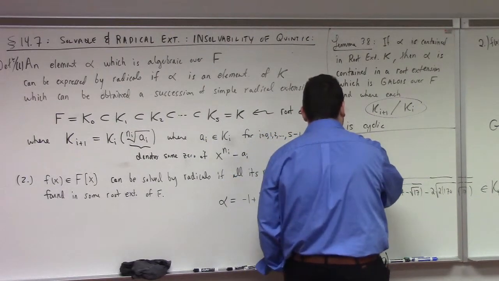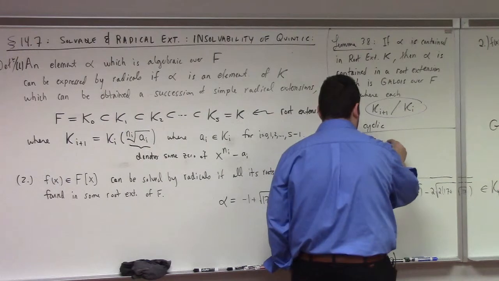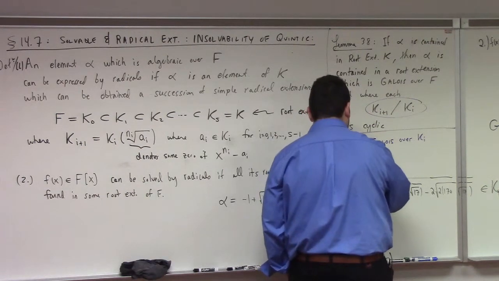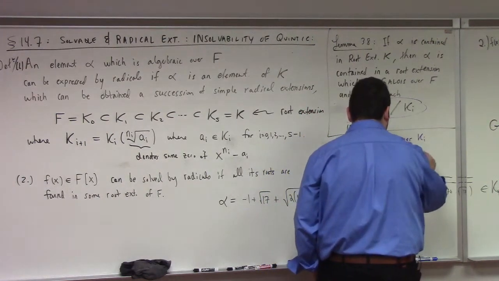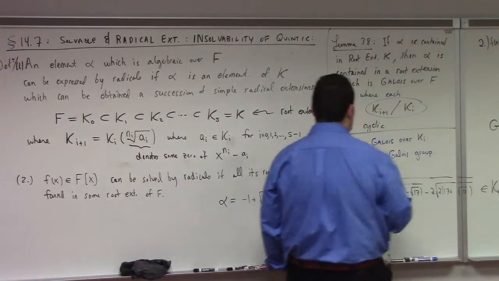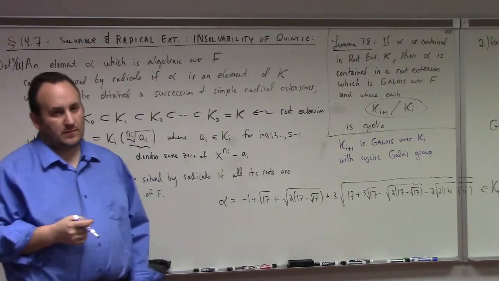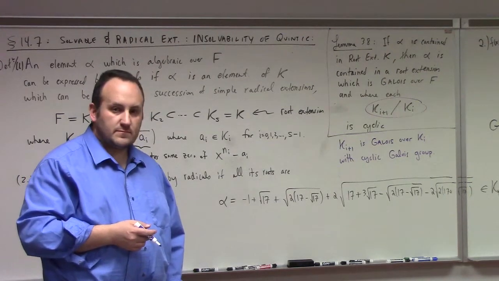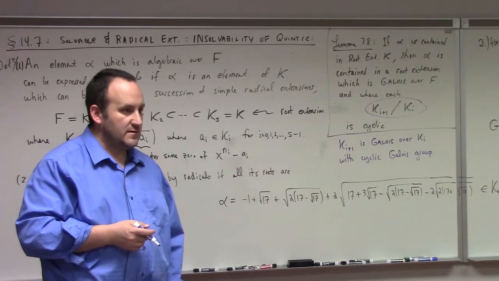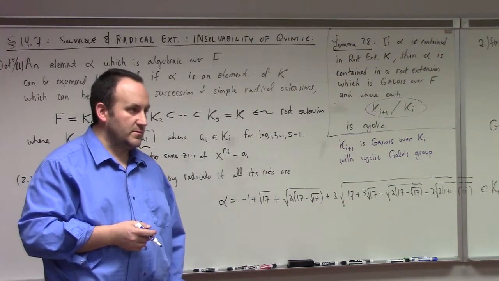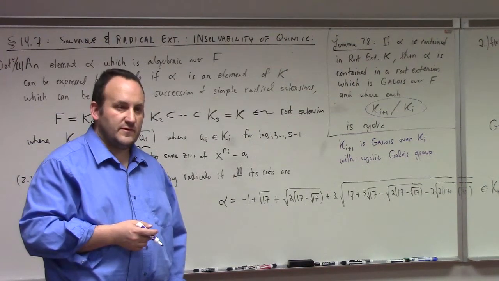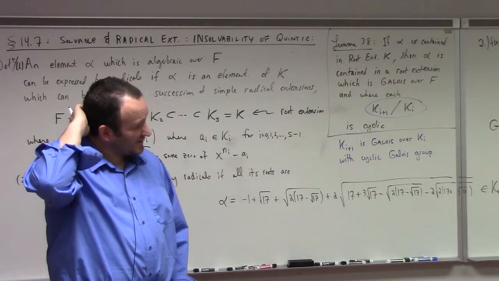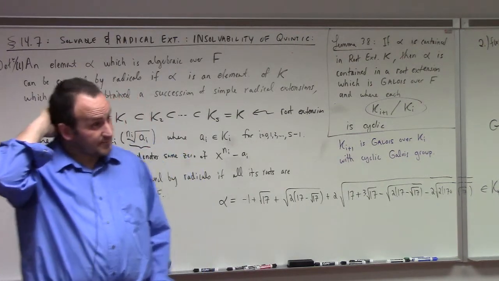This means that K_{i+1} is Galois over K_i with cyclic Galois group. All right. Have we seen any cyclic extensions in here? Remember the cyclotomic fields? We mentioned the cyclotomic fields have cyclic Galois group. So an example of this would be that the cyclotomic fields are cyclic over the rationals, if I remember correctly.